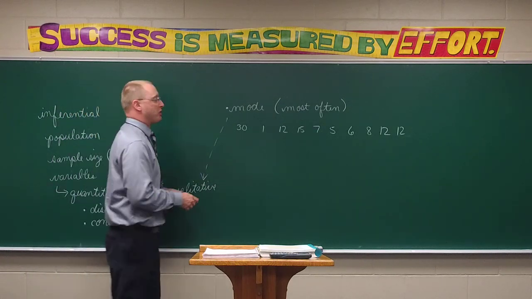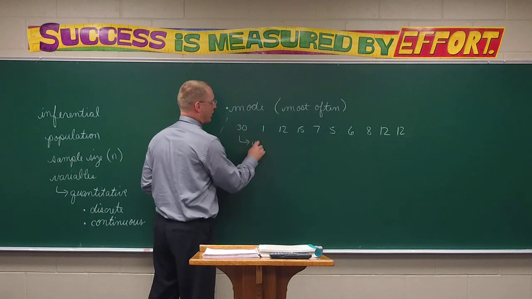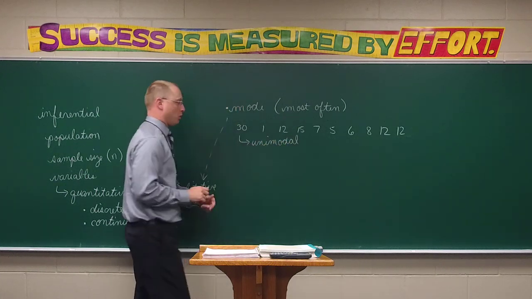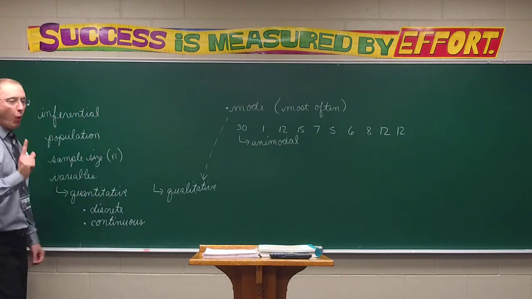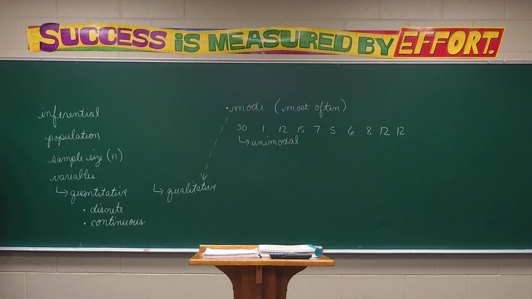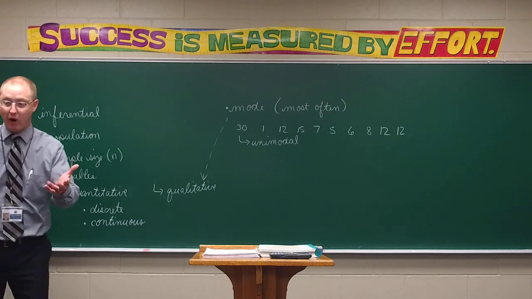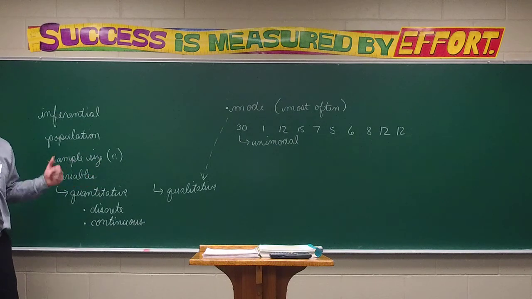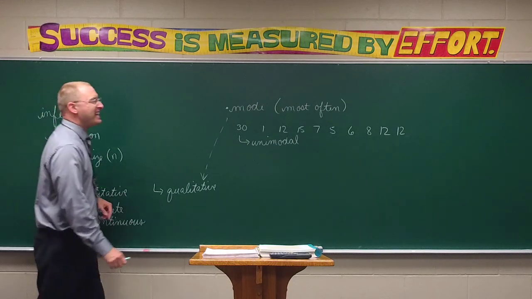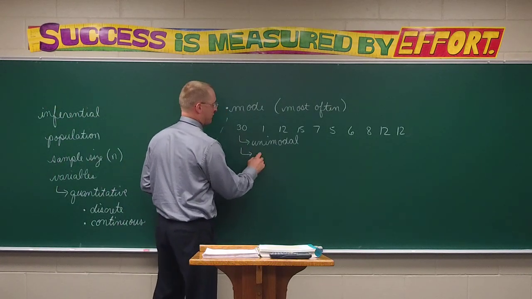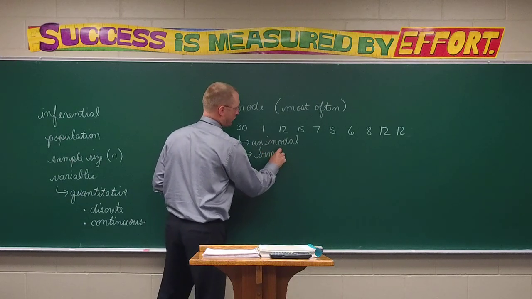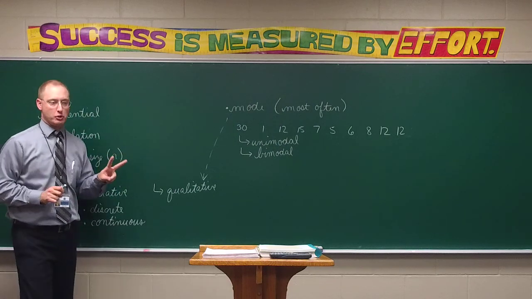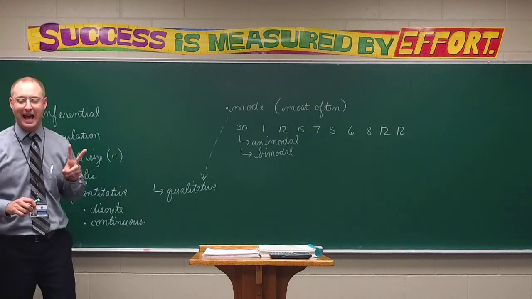A couple other things with the mode. It is possible for you to have what is called a unimodal set of statistics. This means there is one value or one response, maybe with eye color, that kind of pops out as, wow, that one stands out as being normal. Does that make sense? That's unimodal. It is possible that you could have a set of statistics that are bimodal. Bimodal would mean that there are two values or two responses that stand out.